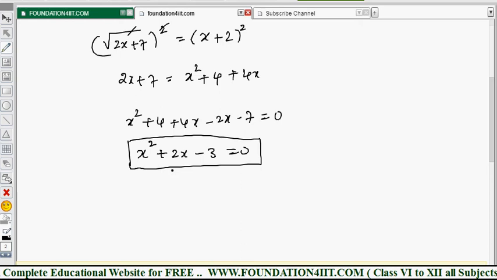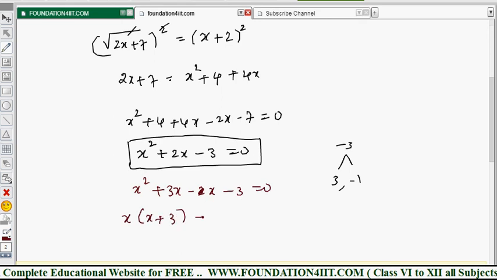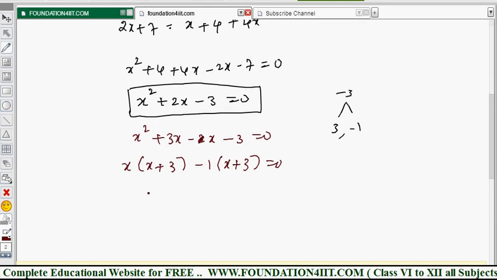Now, as in the factorization method, minus 3 is the constant, so we need two numbers whose product is minus 3 and sum is 2. That is 3 and minus 1: 3 into minus 1 is minus 3, and 3 minus 1 is 2. Then normal factorization applies. x square plus 3x minus x minus 3 is equal to 0. Then x common, x plus 3, minus 1 common, x plus 3 is equal to 0. Then we get x plus 3 into x minus 1 is equal to 0.